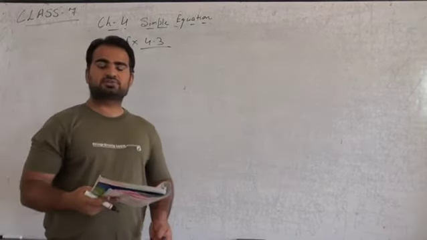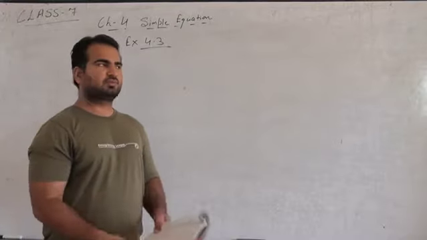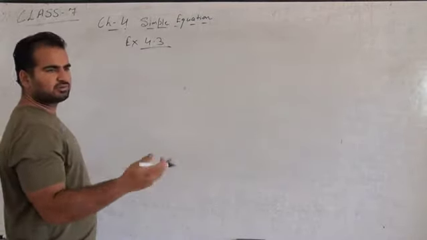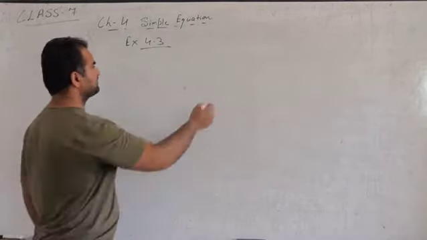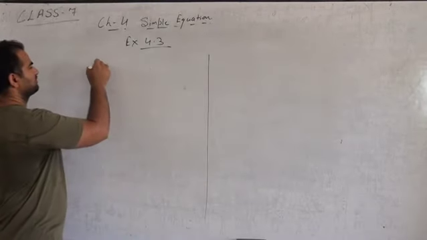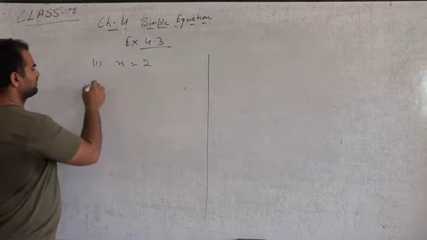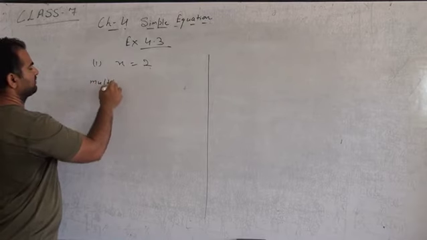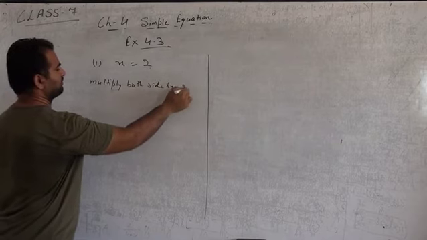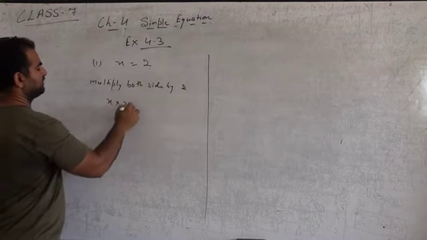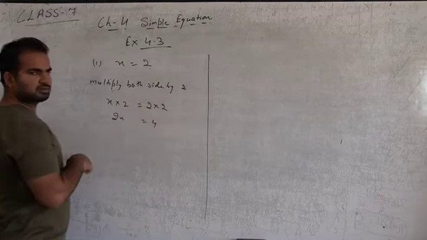Okay class, in question number 4, we have to construct 3 equations starting from x equals 2. So I am making only one equation. What you can do is you can make more of them. What is given is x equals 2. So first, x equals 2. Okay, what I am doing is multiply both sides by 2. So it will be x multiplied by 2 equals 2 multiplied by 2. So we can say that 2x is equal to 4.